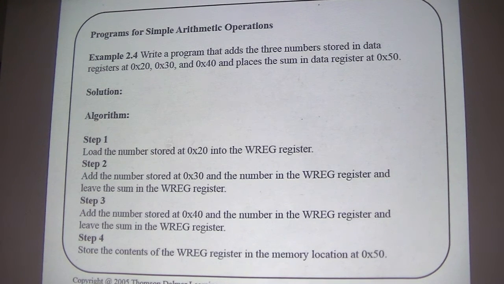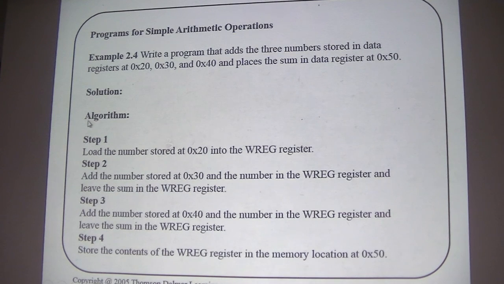Now we have done something similar in tutorial, but as I mentioned earlier, we actually use graphic aids. We actually draw and then we solve it. So the same thing here. Write a program that adds 3 numbers stored in data registers hex 20, hex 30 and hex 40. So now it's actually 3: 1, 2, 3. Adding 3 bytes together, and place the sum in data register at hex 50.